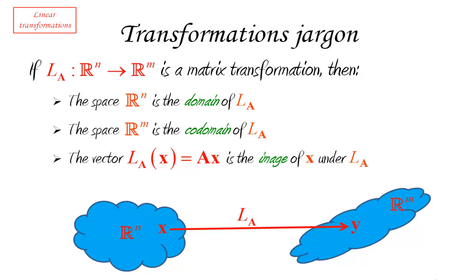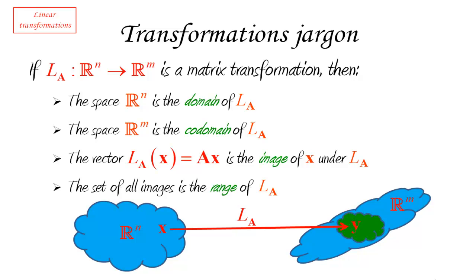Now, if we start from a vector x, what we obtain from x by multiplying by A is called the image of x under the linear transformation. And now what we can do is look at the set of all the images, okay? And this is what we call the range, just like in calculus. So the range of a linear transformation is the set of all vectors that we obtain as images of vectors in the domain.